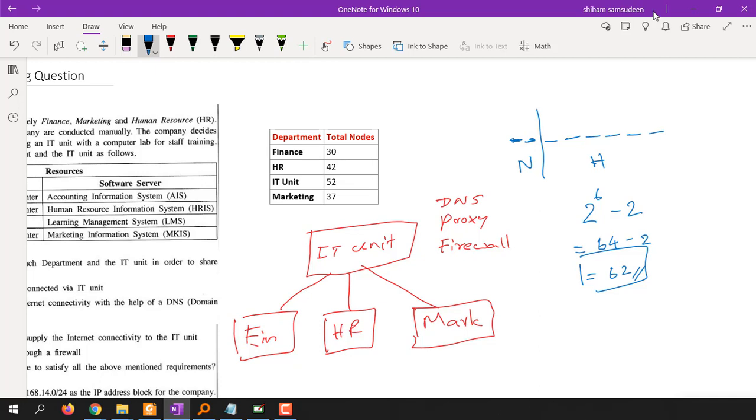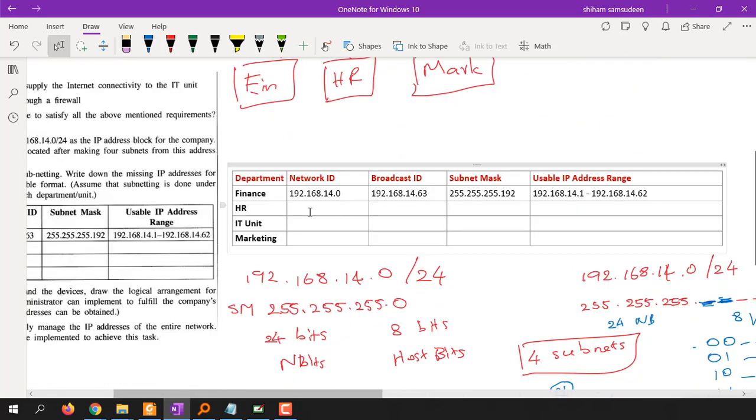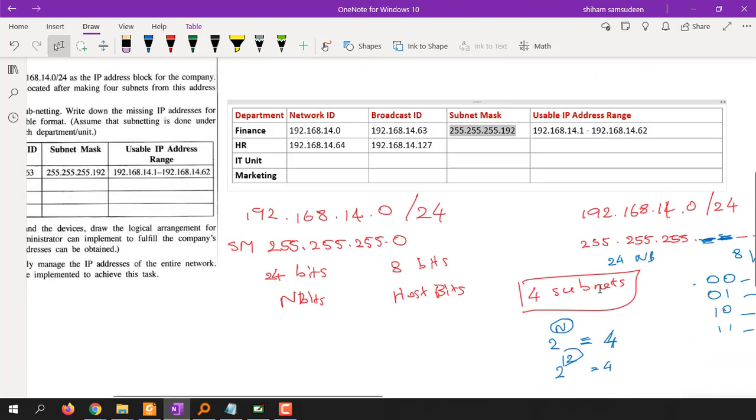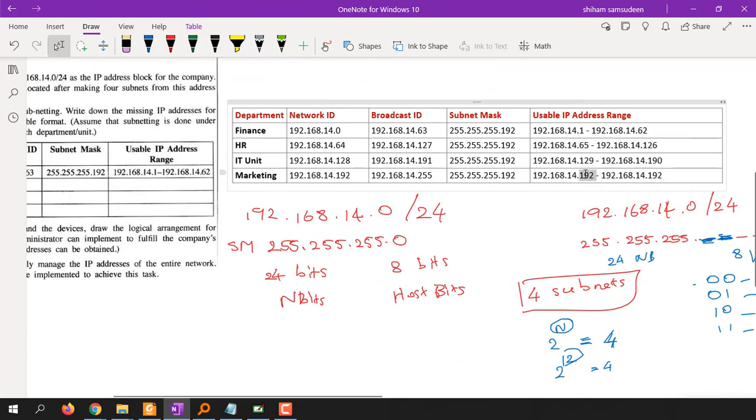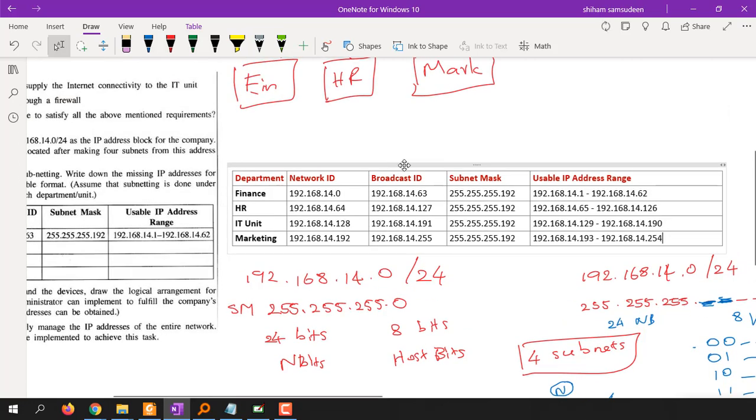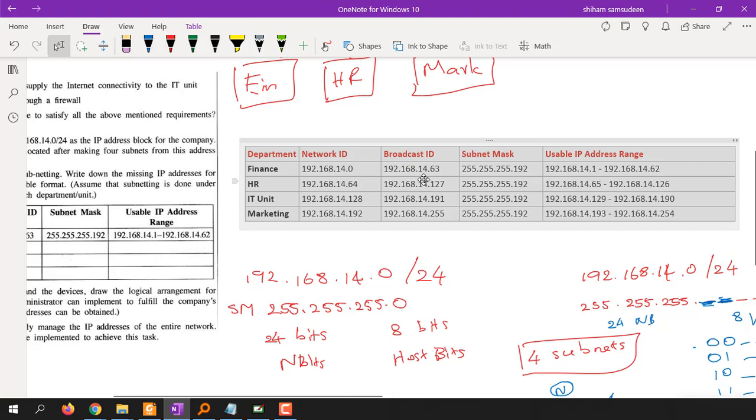All right, so let's quickly move on to the table and fill it out. 192.168.14.254, right? So there you go, that's your table right there, right?